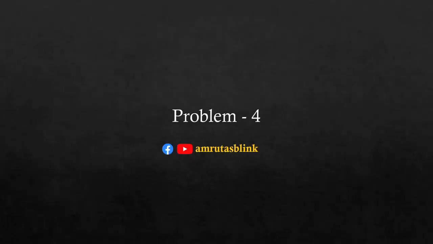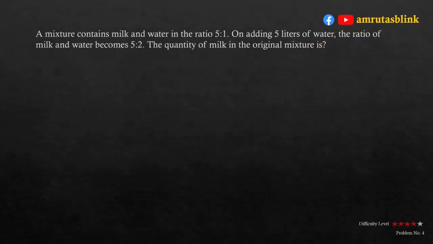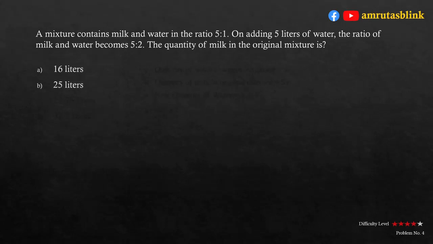We'll move to problem number 4. A mixture contains milk and water in the ratio 5:1. On adding 5 liters of water, the ratio of milk and water becomes 5:2. The quantity of milk in the original mixture is: 16 liters, 25 liters, 22.75 liters, 32.5 liters.